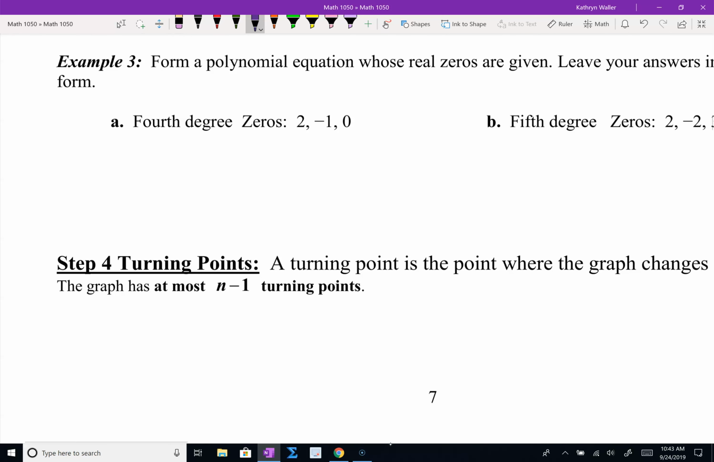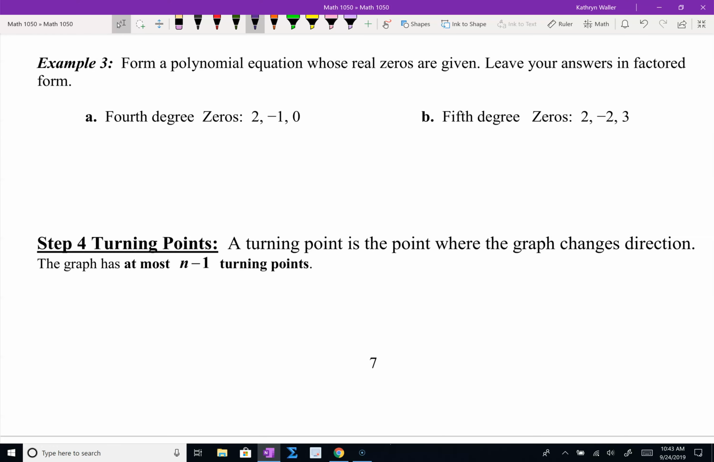Form a polynomial equation whose real zeros are given and give your answer in factored form. So you have to multiply it out. Now it does have to be an equation. So I want everybody to go y equals. Or you could go f of x equals or g of x equals or whatever you want. Okay? So the x equals 2, that's a solution. So x equals 2 is a solution. Therefore, x minus 2 is a factor. X equals -1 is a solution. Therefore, x plus 1 is a factor. X equals 0 is a solution. Therefore, x minus 0 is a factor.